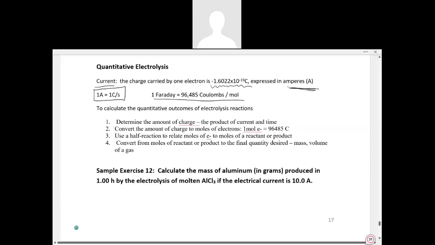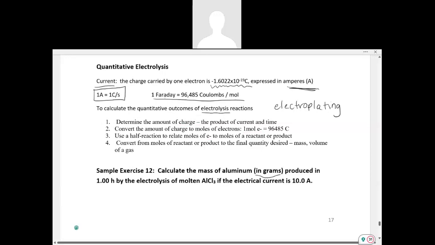Using these relationships, we can calculate the amount of time it takes to electroplate something, to deposit a certain amount of metal. That's one application of electrolysis: electroplating. Let's assume that for our first example here, example 12, we can also solve for the mass in grams or the amount of time. Either of those can be solved for using these constants and some information given.